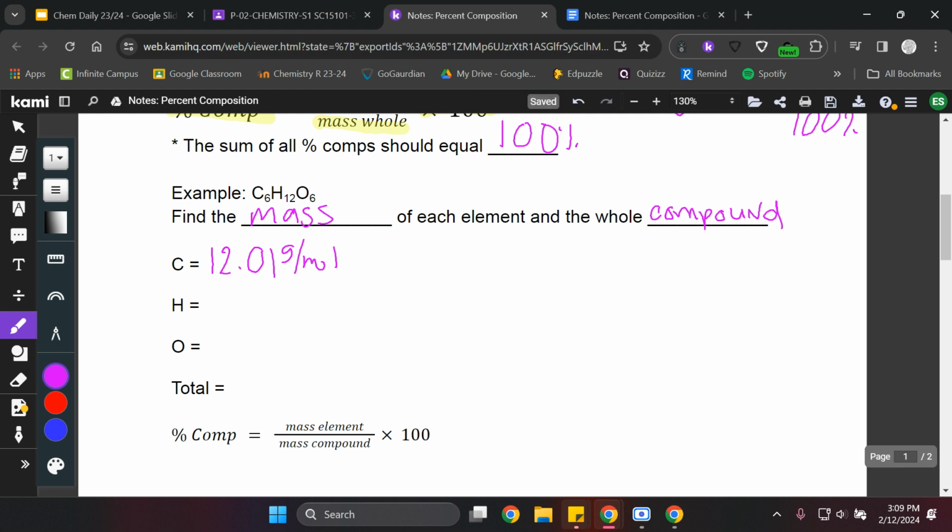Let's look for hydrogen now. The molar mass for hydrogen is 1.01 grams per mole. Finally, let's look for oxygen. The molar mass for oxygen is 16.00 grams per mole.